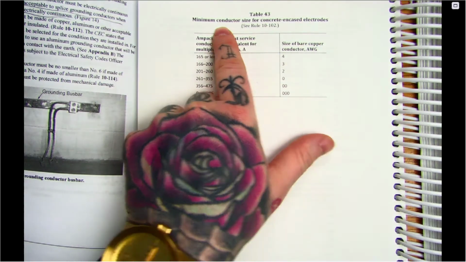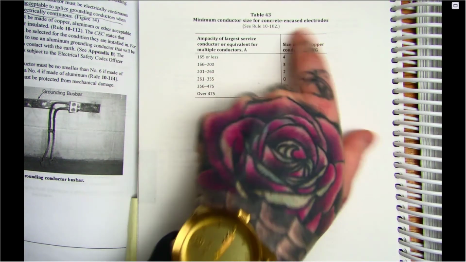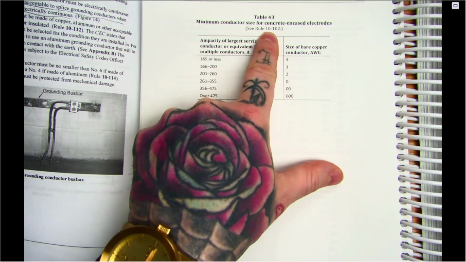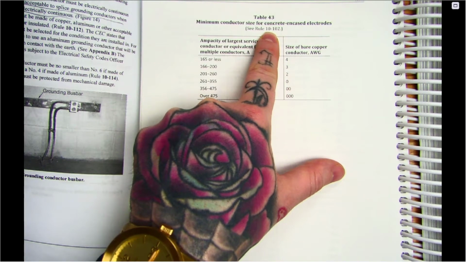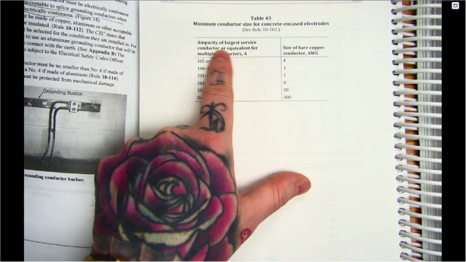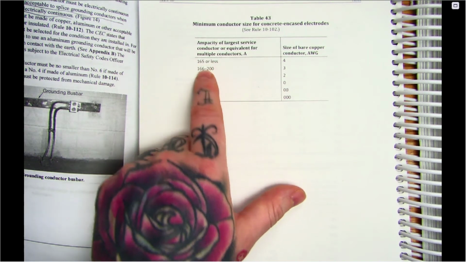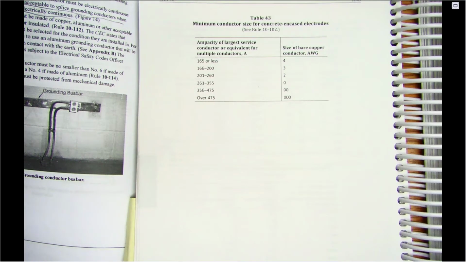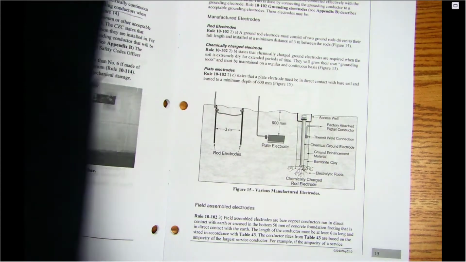So again, minimum conductor size for concrete encased electrodes. Very specific and easy to not make a mistake. It references the rule that applies to it, based off the ampacity of the largest service conductor. So again, based on these amperages, you're going to pick your size of your bare copper conductor. Okay, so not too terrible on that.